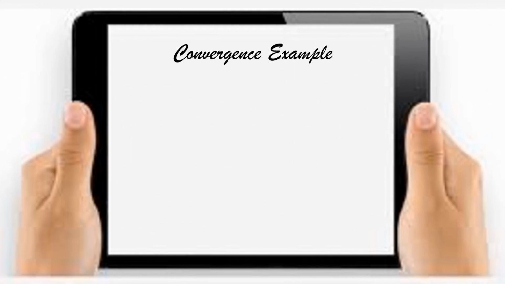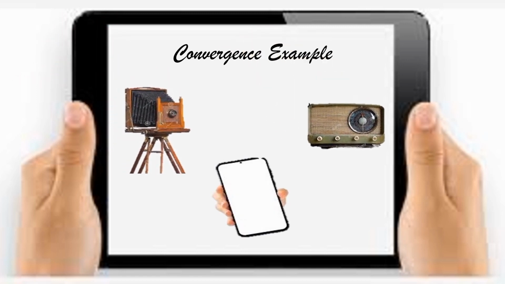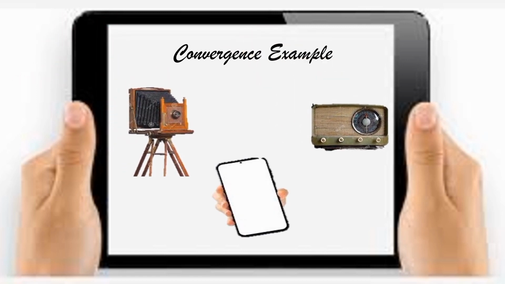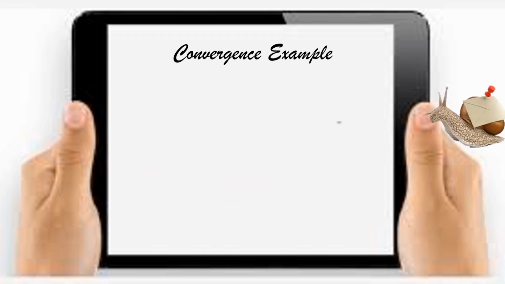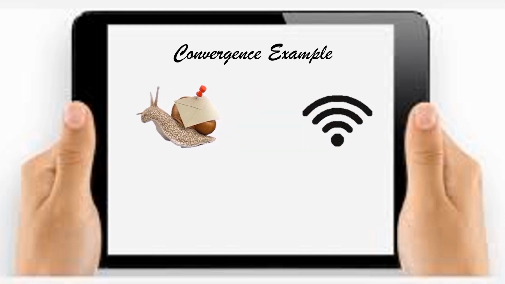Let's now have the convergence examples. First, we have the old camera combined with the old radio, giving us the mobile phone nowadays. The last example of convergence is snail mail combined with the internet, leading us to the use of the mobile phone.